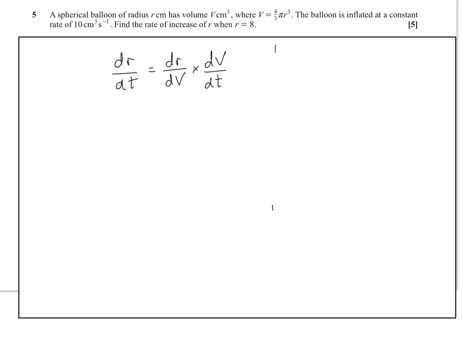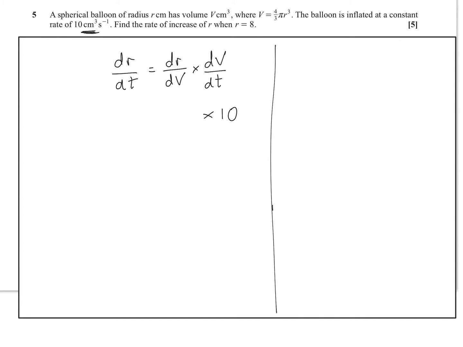I'll show you an alternative way, and you can decide whether you like that. We're wanting dr by dt. Which of these do we already have? dv over dt. How do you know you've got dv over dt? Because it's the rate of volume increase. How do you know it's a volume increase? Because it's centimetres cubed. That centimetres cubed is your clue that that's a volume increase. So that's my 10.